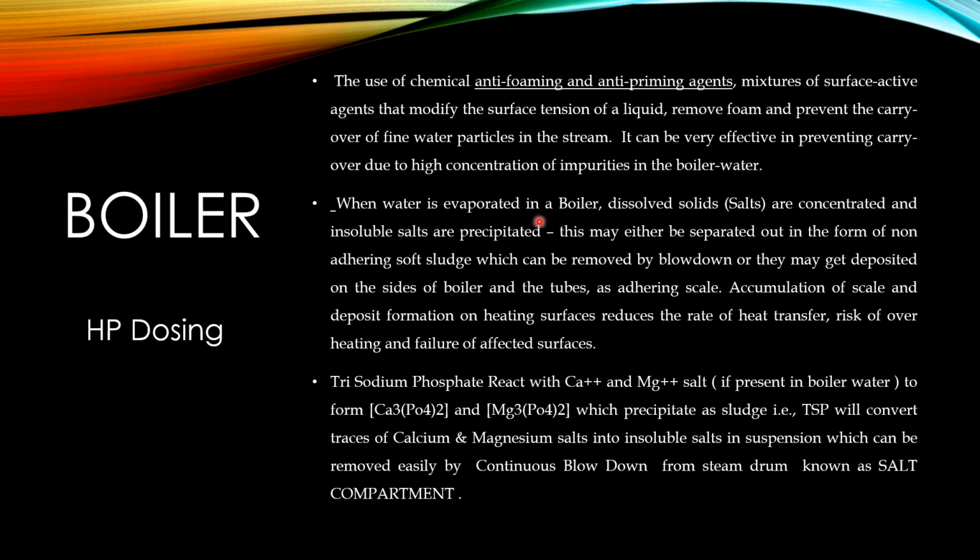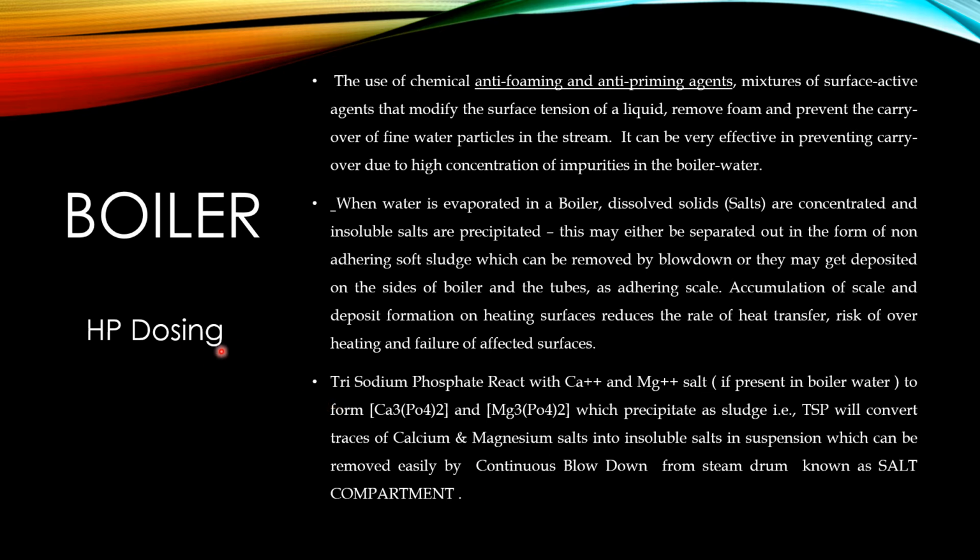When water is evaporated in a boiler, dissolved solids or dissolved salts are concentrated and insoluble salts are precipitated. These may either be separated out in the form of non-adhering soft sludge, which can be removed by blowdown, or they may get deposited on the sides of the boiler and on the tubes as adhering scale. Accumulation of such scale and deposit formation on heating surfaces reduces the rate of heat transfer, and risks overheating and failure of affected surfaces.